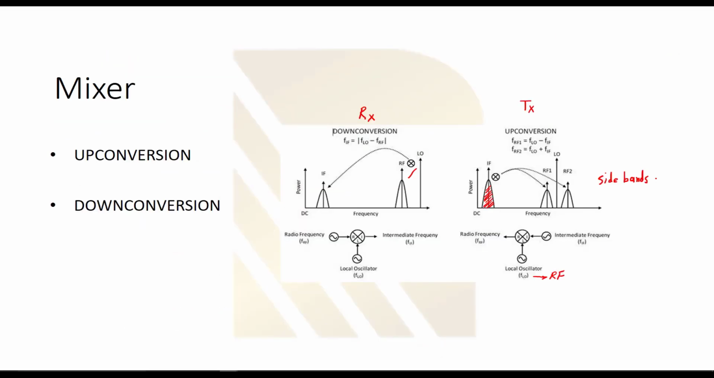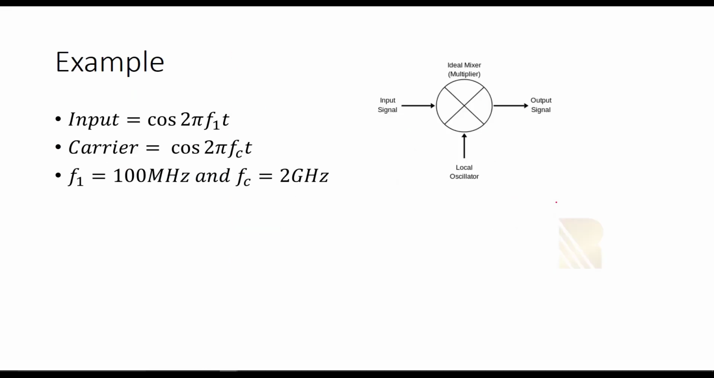Let me show. If you remember, we said in off-car version we have something like this. As you see, we are upconverting from IF to higher frequencies. Let's talk about an example. Imagine that we have an input of cosine 2π f1. This is our input, and this is the output, cosine 2π fc t. We are trying to upconvert here. As you see, this is intermediate frequency 100 megahertz and fc is 2 gigahertz.